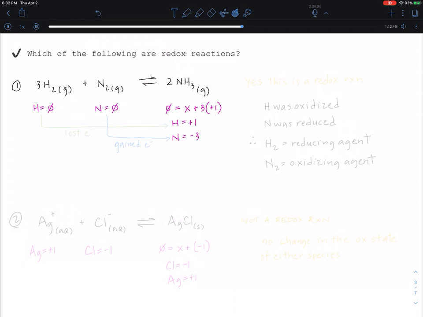Do you see that? So let me draw the different colors here. I have taken the hydrogen and I have oxidized it. It lost electrons. We went from zero to plus one, so that has lost electrons. The nitrogen went from zero to negative three. That thing gained electrons. And so, yes, this is a redox reaction.